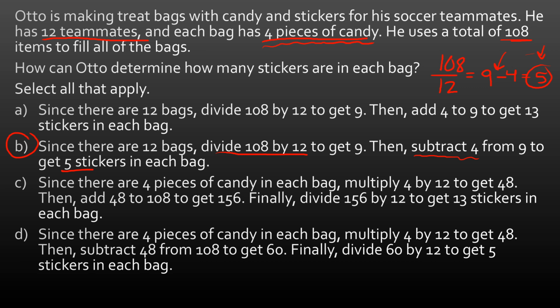For the second also correct choice here, I'm looking at the very last sentence. Here it says that they're getting 13 stickers, and on D, it says I'm getting 5 stickers in each bag. Well, I know that from solving this problem, and also in B, each teammate should get 5 stickers in their bags, which means D is the correct answer, and C is not, because C has those 13 stickers, and that is not what we want.